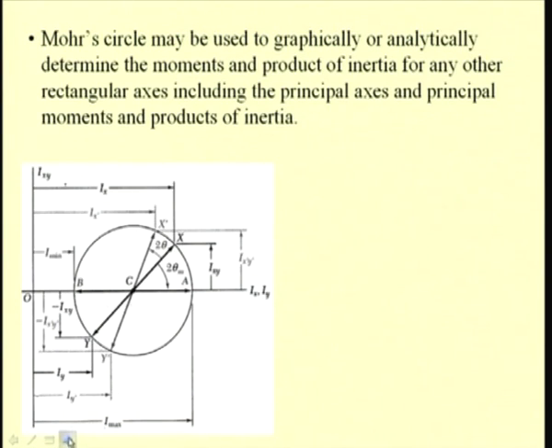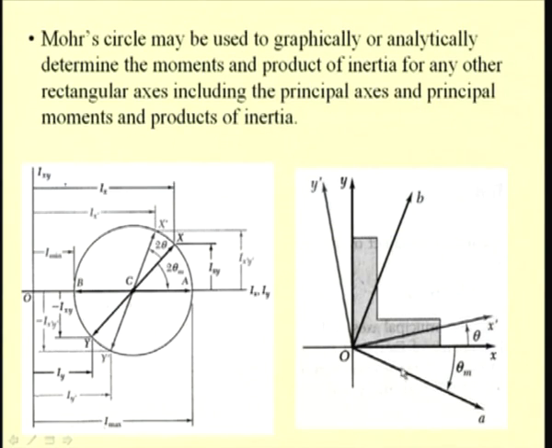So, let us see this method. Let us construct the Mohr circle for this object, and for this axis, that is Ox, Oy, the corresponding moments are the points x and y, that is this x corresponds to Ix, Ixy, and this point y corresponds to Iy, minus Ixy for this area and this axis Oxy.